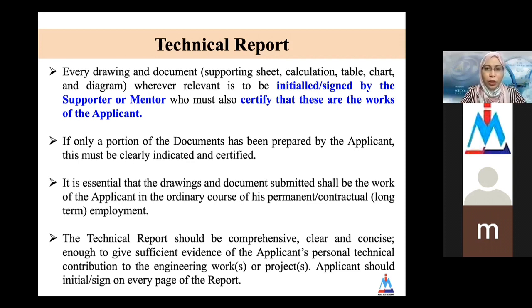Right. So if only a portion of the document has been prepared by the applicant, this must be clearly indicated and certified. Ini yang mungkin ada kena-mengena sikit dengan apa yang Aiman tanya. Perhaps yang you ada ambil daripada your company kan. So you have to clearly indicate and be certified. Sebab apa penting, bila you pergi professional interview exam, dia tak tanya ini awak buat ke ini orang lain buat. Sebab soalan dia akan berdasarkan you punya report regardless of you buat atau you tak buat. So to be safe, apa yang you buat, you letak dalam report. Apa yang you tak buat, kalau you nak letak juga, okay, it has to be clearly indicated and certified.